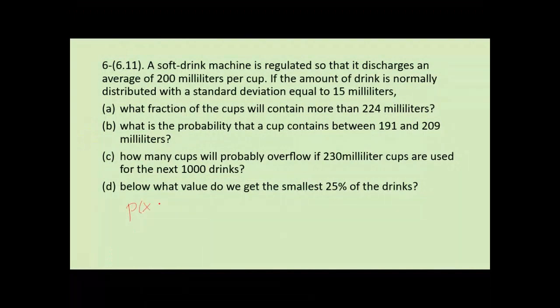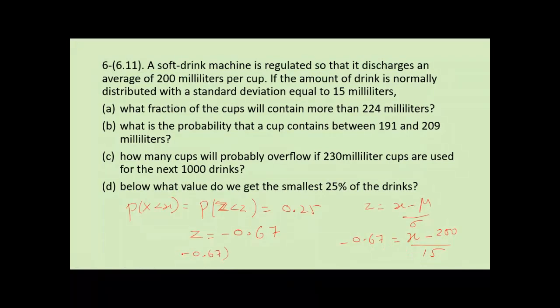So probability of x less than small x is equivalent to probability of z less than small z, that is capital Z. The area is 0.25. Therefore, from the table, we get z value is negative 0.67. And the formula is z equal to x minus mu over sigma, with z equal to negative 0.67 and we are going to find x: 200 over 15. Now cross multiply. Negative 0.67 times 15, and this negative 200 on the left side becomes positive 200, equal to x. So calculate this one, and you get x equal to 189.95 milliliter.